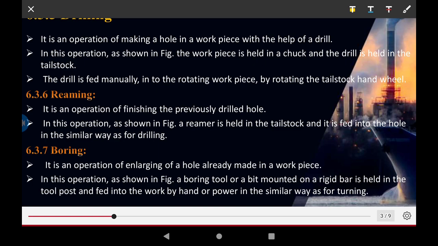Drilling. What is drilling? It is an operation of making a hole in a workpiece with the help of a drill.